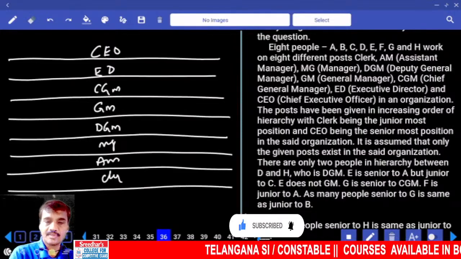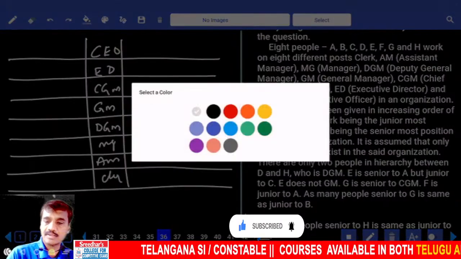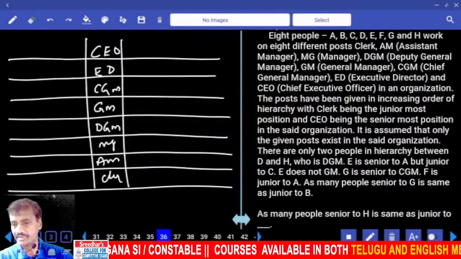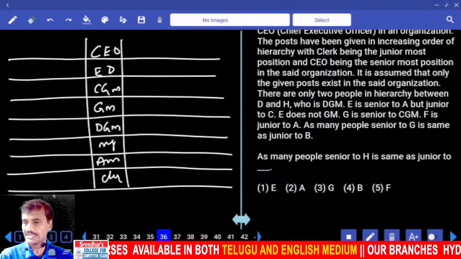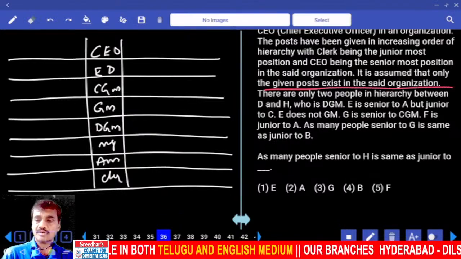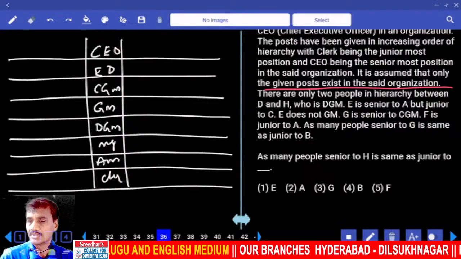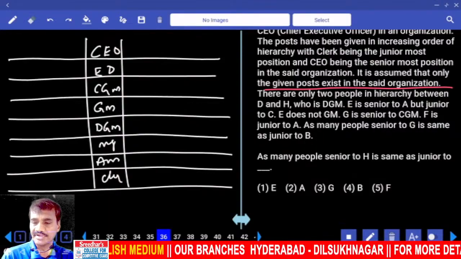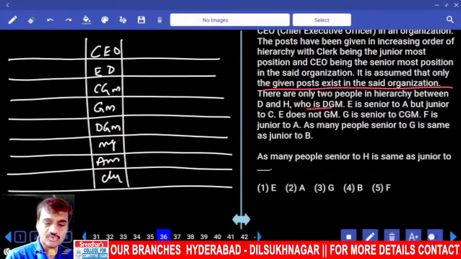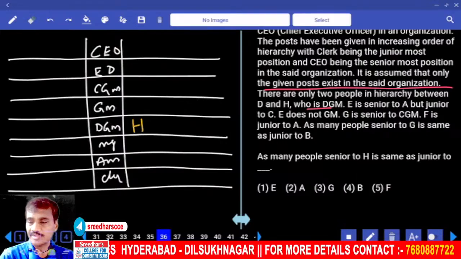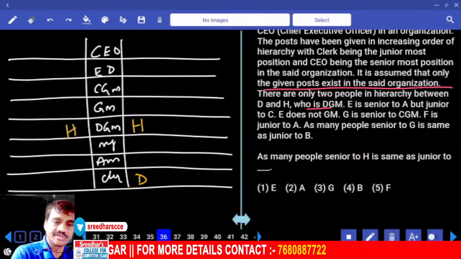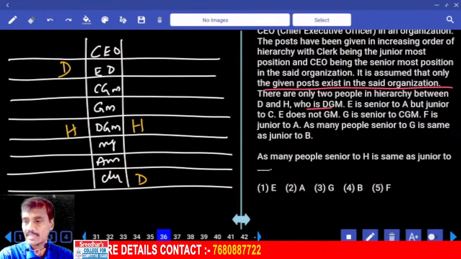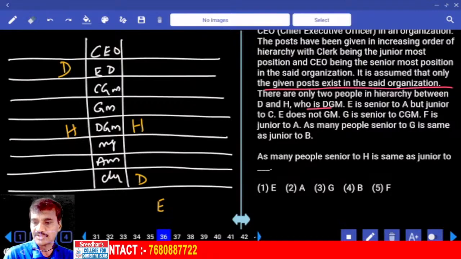Now condition number 1. Most position, CEO being the most. Up to here this is only the descriptive part. Hardly some 4 lines in this. Then there are only 2 people in the hierarchy between D and H. H is DGM. And how many people are in between D and H? 2 people. Now D can be here, or H is here, D can be here. Then E is senior to A but junior to C. Now C, E, A is the order.